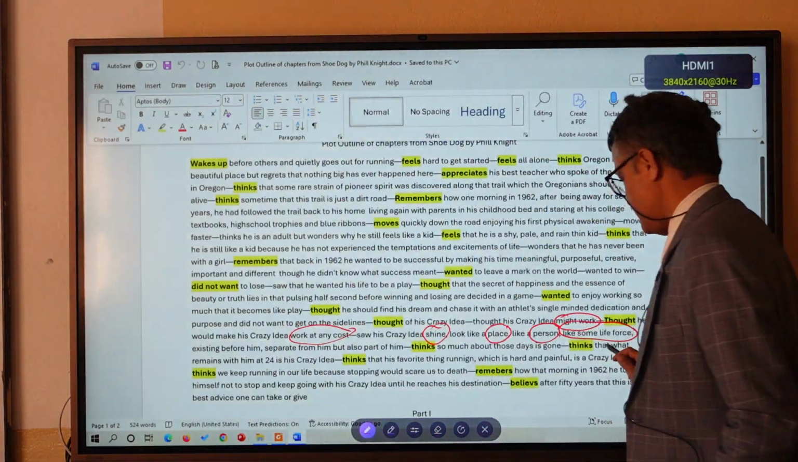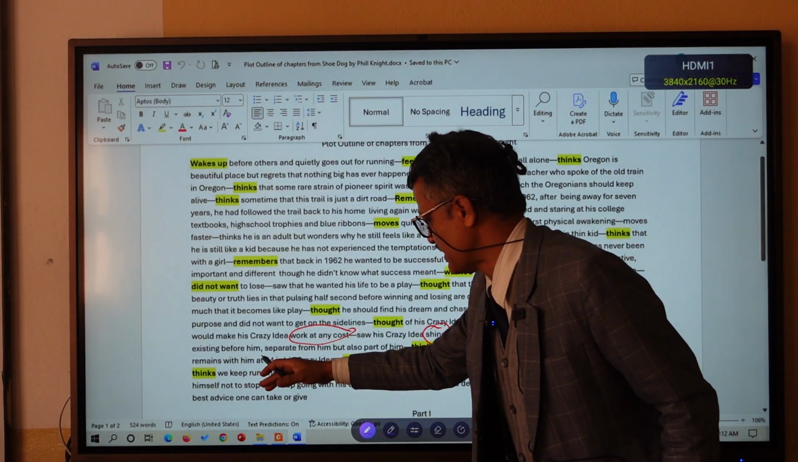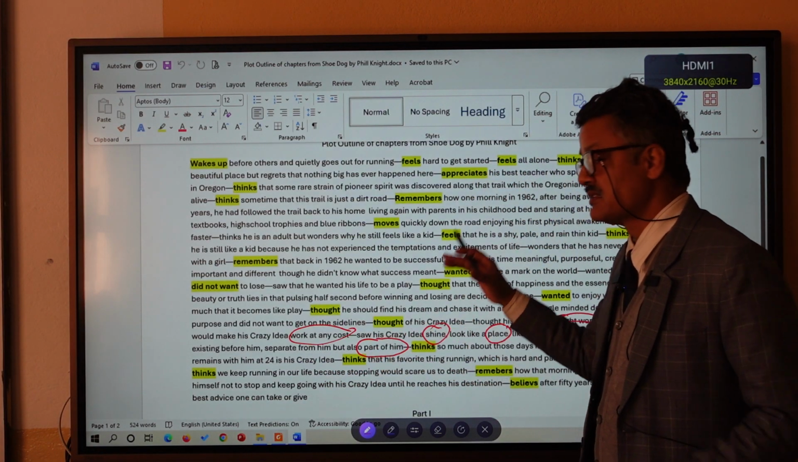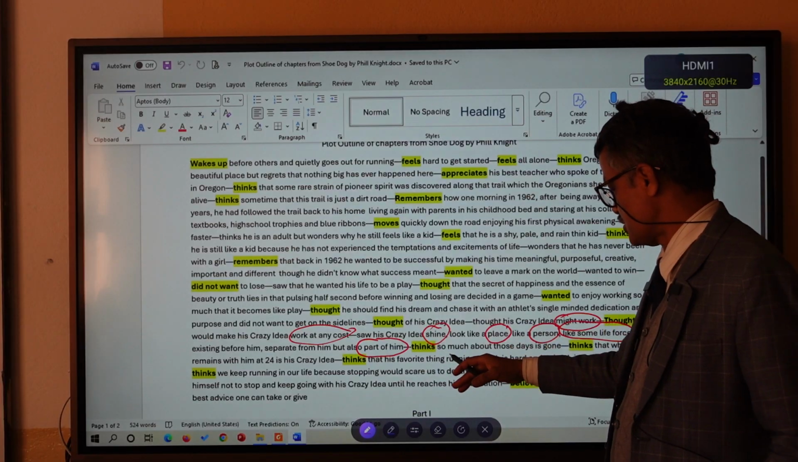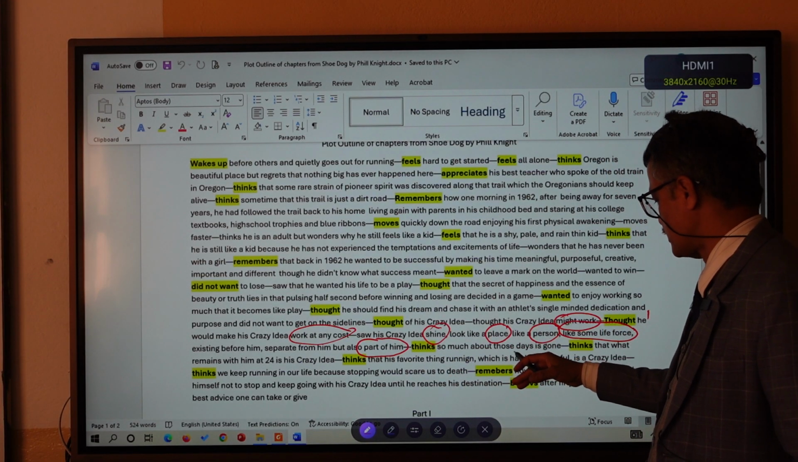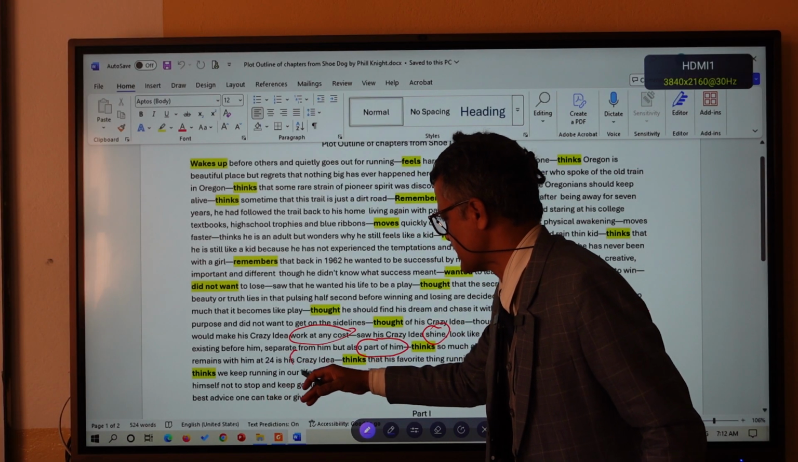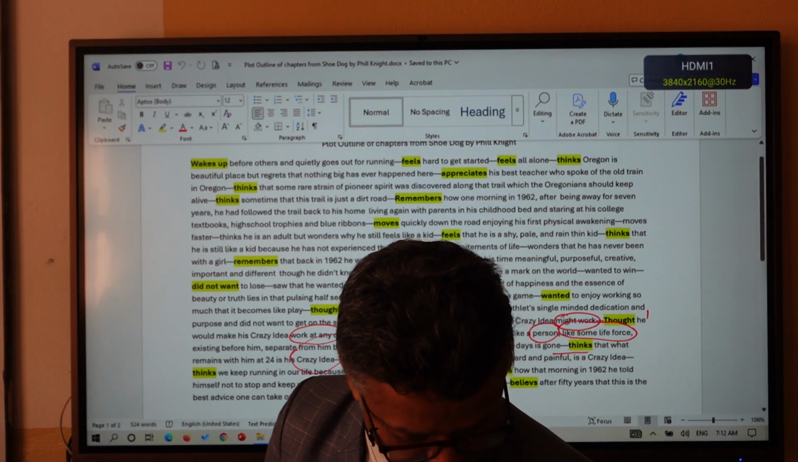Look here. Existing before him, separate from him, but also part of him. He says, that idea is my life. He thinks so much, those days gone, thinks that what remains is the crazy idea. So I was showing you, let me come back to this point.